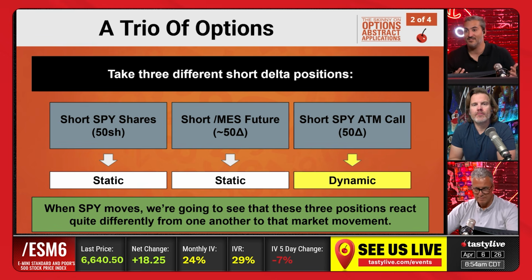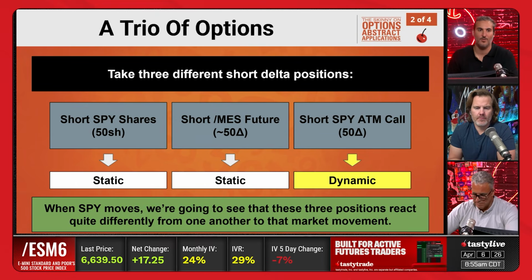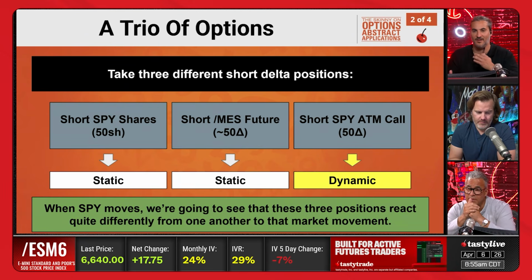But the pop in volatility offsets that hedge, and that delta doesn't really change. The value of that option probably doesn't change all that much. It's a hard pill to swallow when you have quote unquote short delta with options, but it doesn't hedge you to the downside because of that change in volatility.